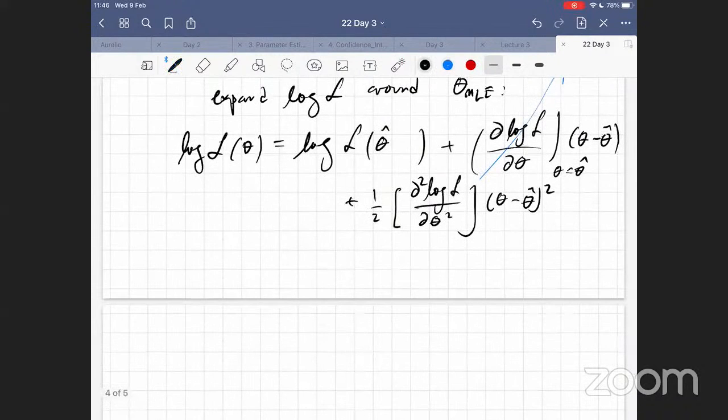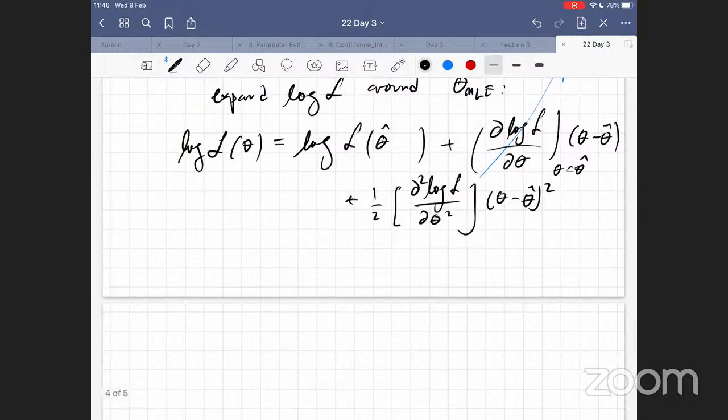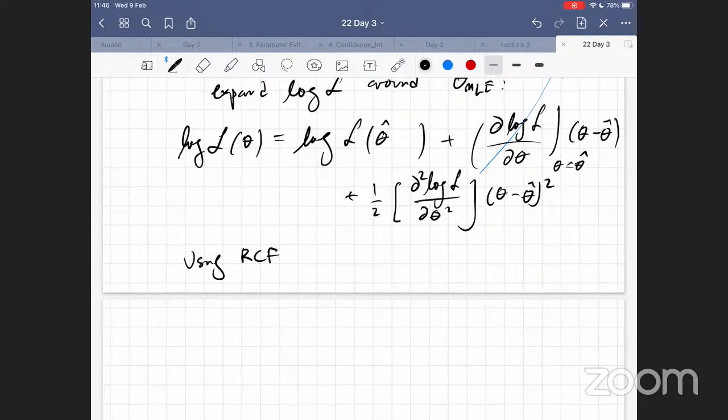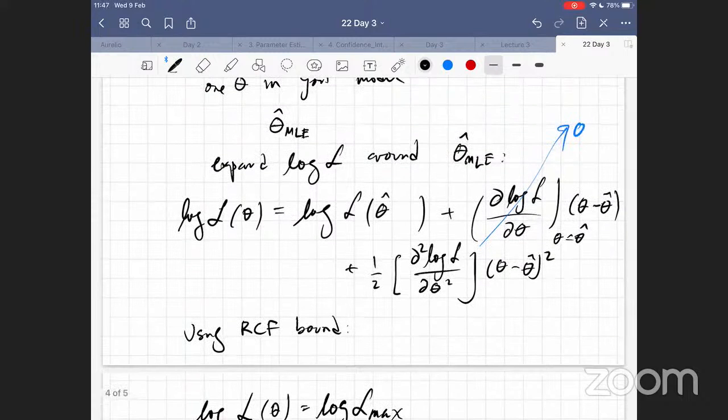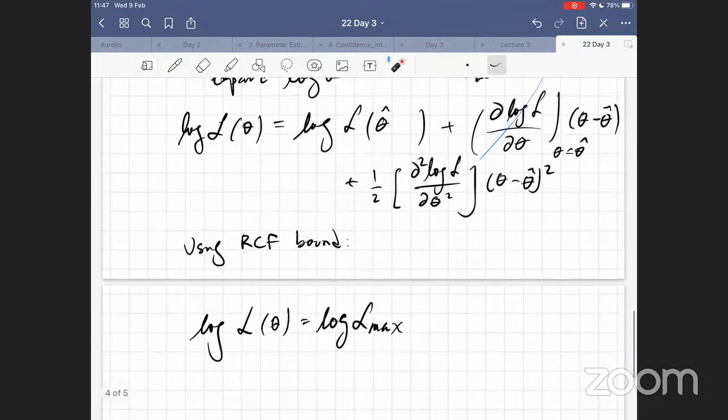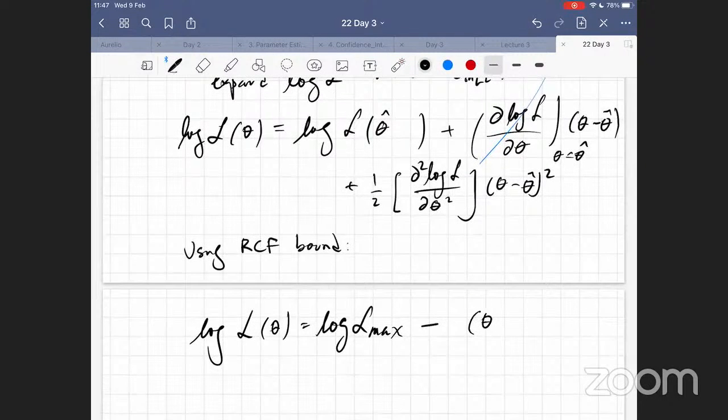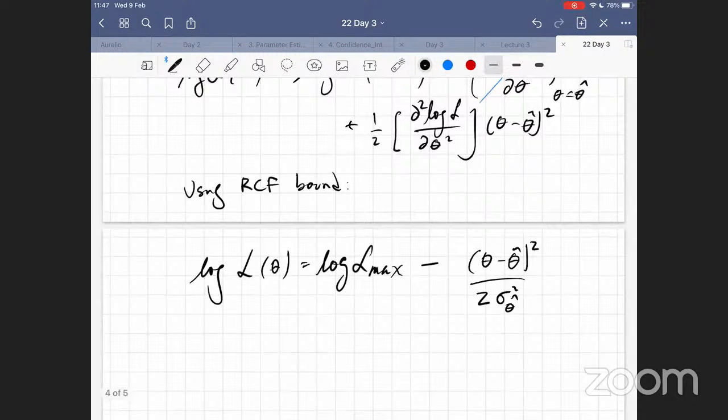Then what you do is use the Cramér-Rao bound in order to re-express the second-derivative part. With this expression, I can write the log of L of theta as log of L max, because if I evaluate L at the maximum likelihood estimate, I maximize the likelihood, minus this quadratic term divided by 2 sigma squared, the Cramér-Rao bound. I am substituting the bound, assuming it is an equality.